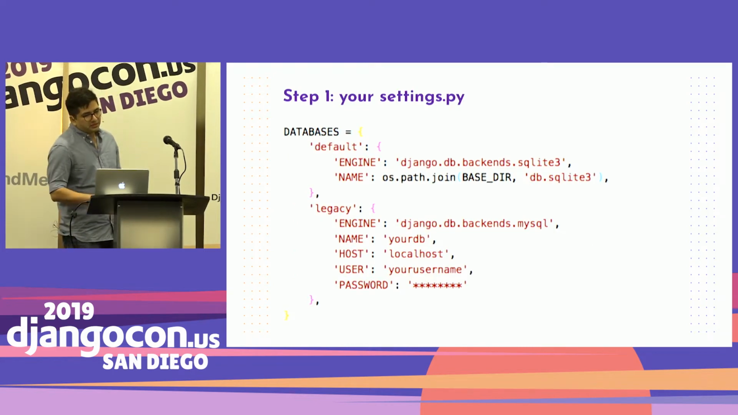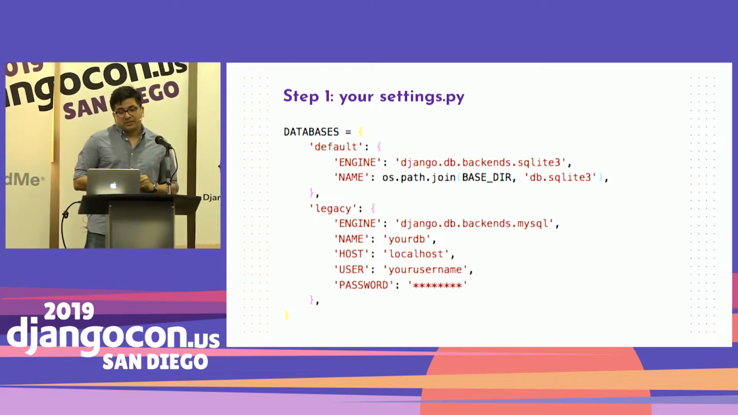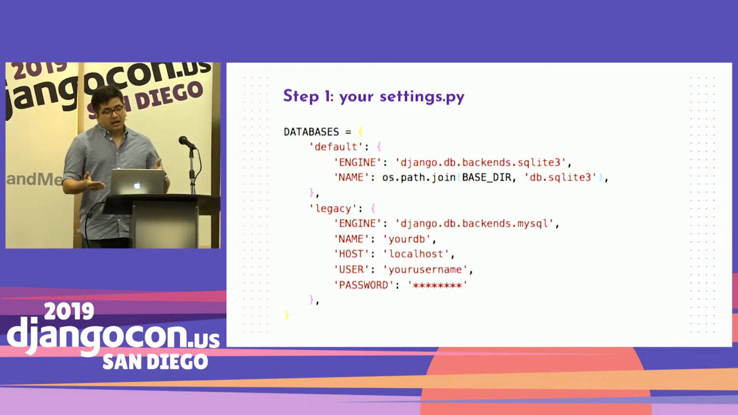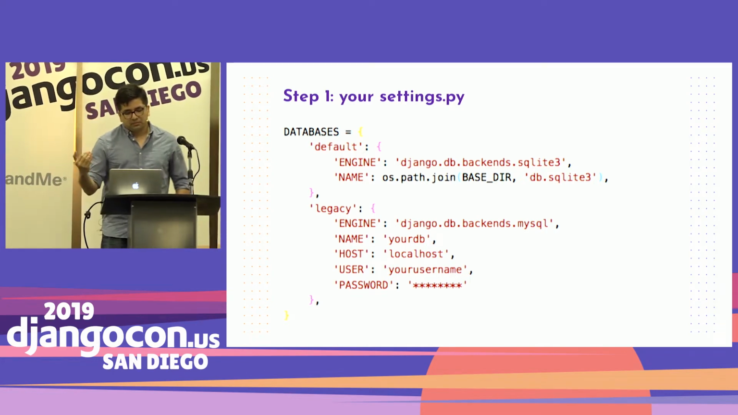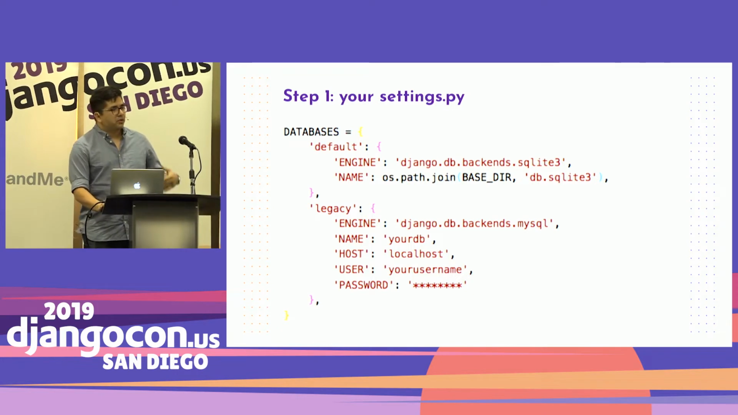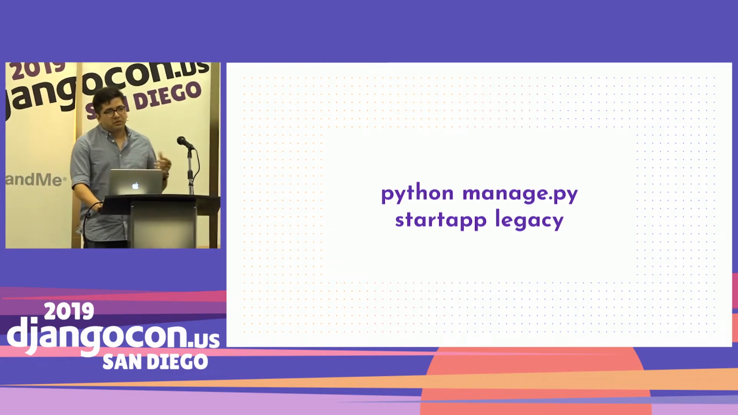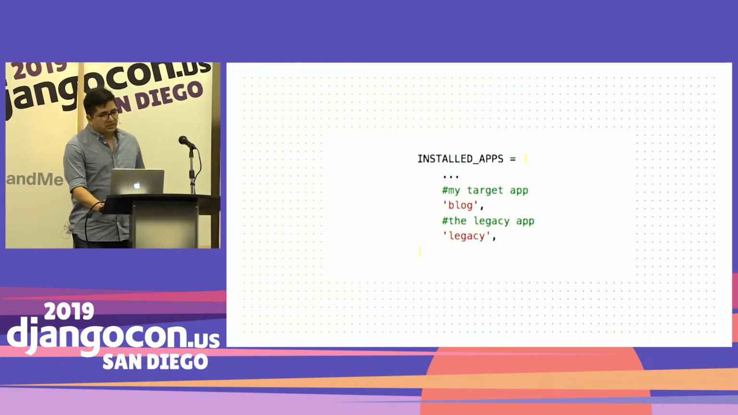So how do we do this? We can take advantage of Django's multiple database support. Basically, the first step is to add a new database that is our legacy database. We point it to the right hostname and driver and everything, and we have our default database that is our target database. Then what I usually do is start a new, empty app called legacy. Then I add it to the INSTALLED_APPS setting in settings.py.